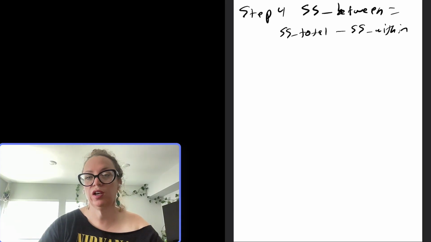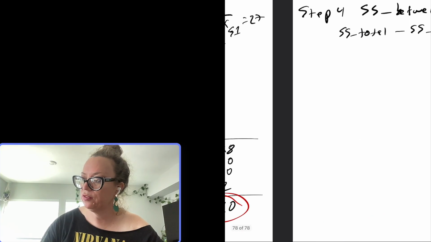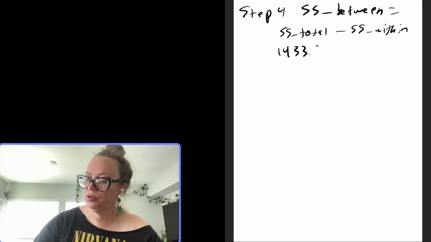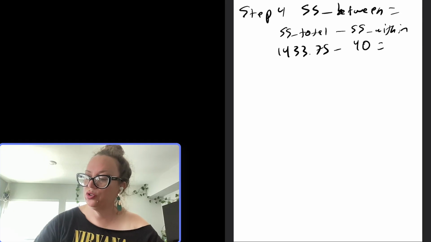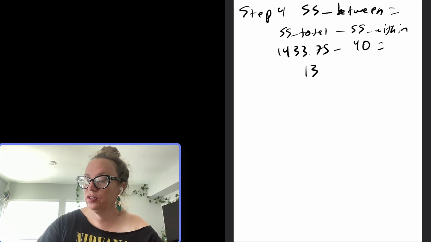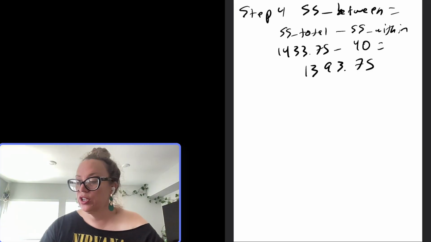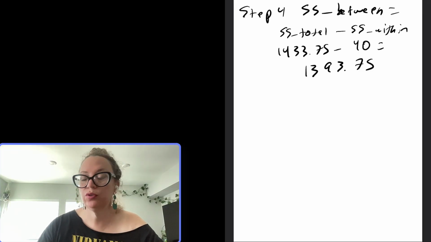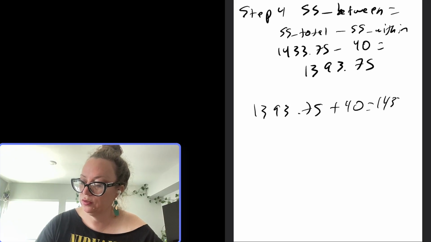Okay, easy. So the SS total was 1,433.75, and the SS within was 40, remember. So the between variance is going to be a large number, and that is 1,393.75. And you can easily verify that because if you go the other way, 1,393.75 plus 40 will equal the total.